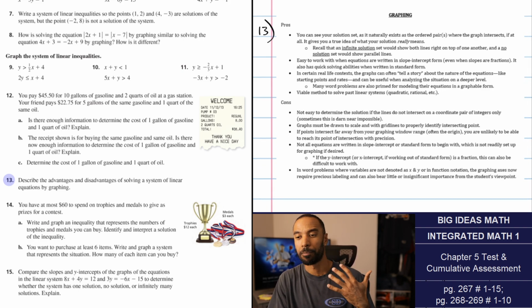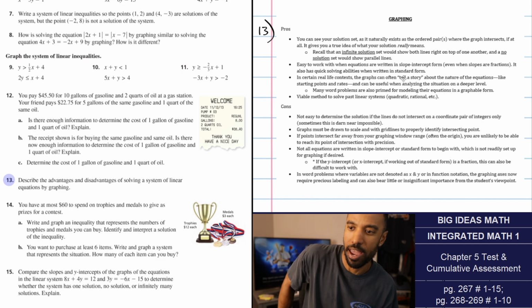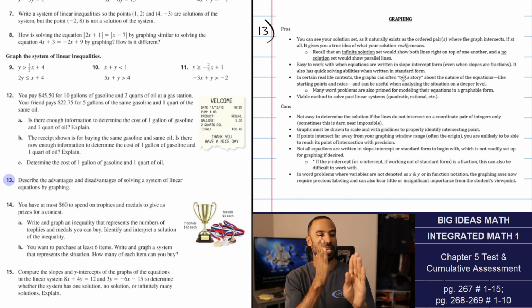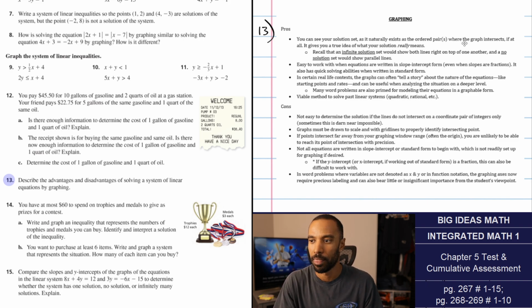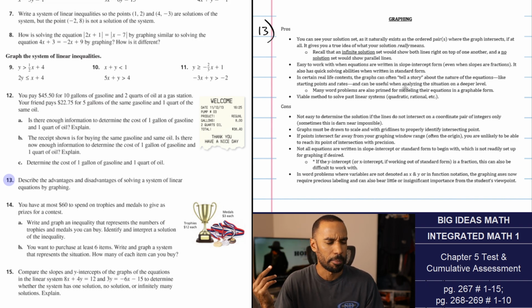I made this. So pros: you can see your solution set as it naturally exists as the ordered pairs. It gives you a true idea of what your solution really means. In an infinite solution set, infinitely many solutions, same line, no solution is parallel lines. Easy to work with when equations are written in slope-intercept form, even when they're fractions. I think I did that on number 2, right?